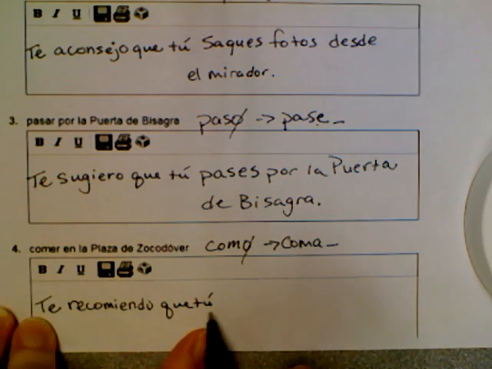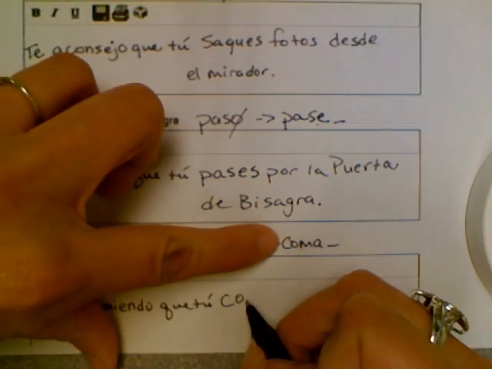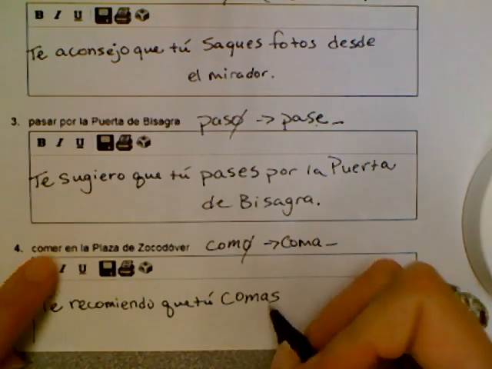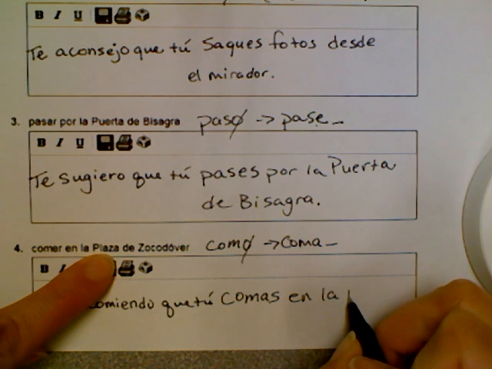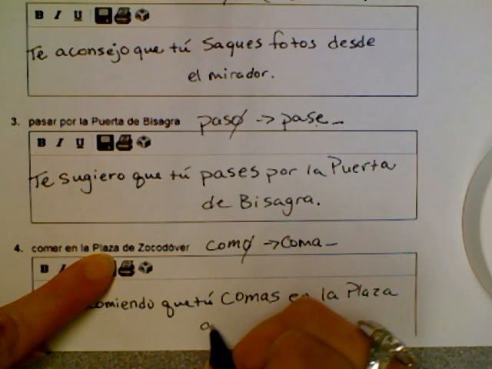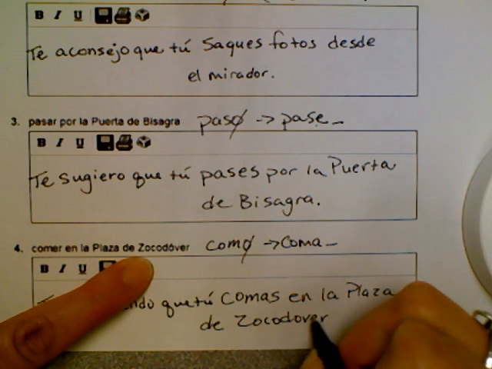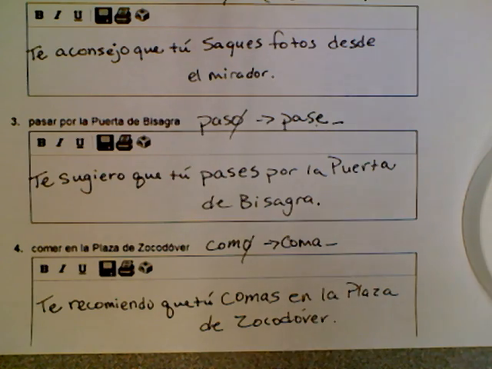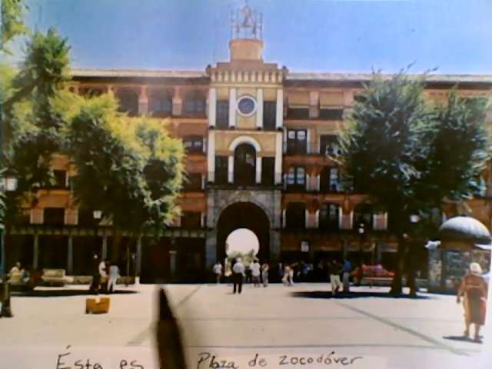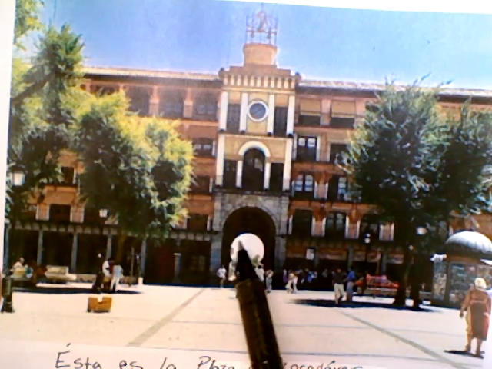Ok, te recomiendo que tú comas en la plaza de Zocodover. Y la última foto es muy bonita. Aquí puedes ver la plaza de Toledo y la puerta también en la plaza. Es un ejemplo de arquitectura musulmana. Es bastante interesante, ¿no?